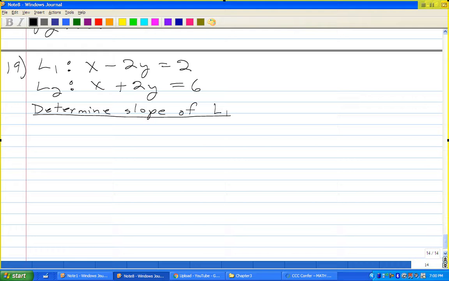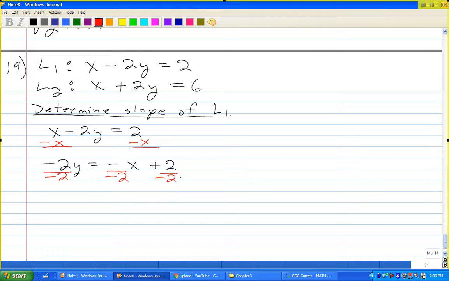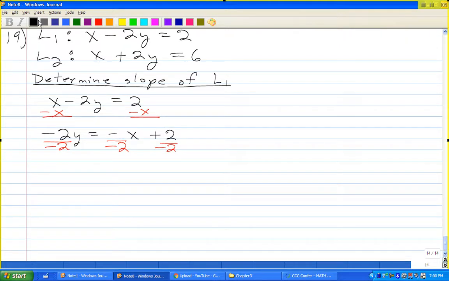I can solve L1 for y, subtract x, so negative 2y equals negative x plus 2. Divide both sides of my equation by negative 2. And so the negative 2's cancel. So we get y equals negative divided by negative is a positive 1/2 x minus 1. So the slope of this line is 1/2. And the y-intercept is negative 1.